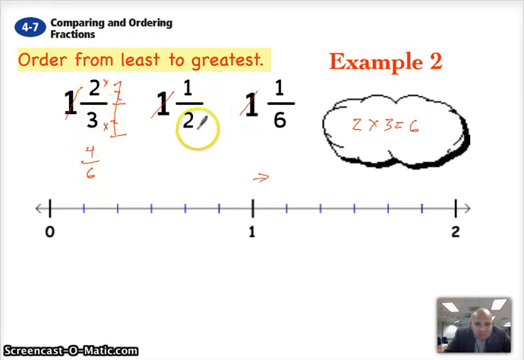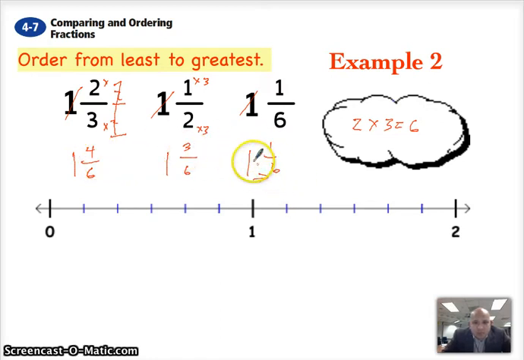How about 1/2? Well, if we multiply that by 3, we get sixths. So we need to multiply the top by 3, or 3 over 3. 1 times 3 is 3. Now we can see that we have 1 4/6 and 1 3/6. And we know that 1 3/6 is going to be the first, and then this would be the last. Well, now we have to throw in this 1 1/6. This we don't need to change. Why? Because the denominators are already in sixths. So here we have 1 4/6, 1 3/6, and 1 1/6.